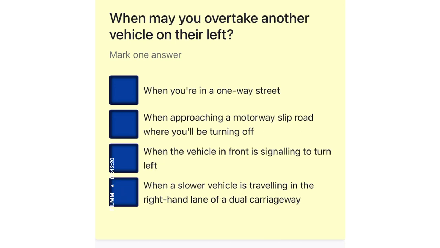When may you overtake another vehicle on their left? When you're in a one-way street. When approaching a motorway slip road where you'll be turning off. When the vehicle in front is signaling to turn left. When a slower vehicle is traveling in the right-hand lane of a dual carriageway.